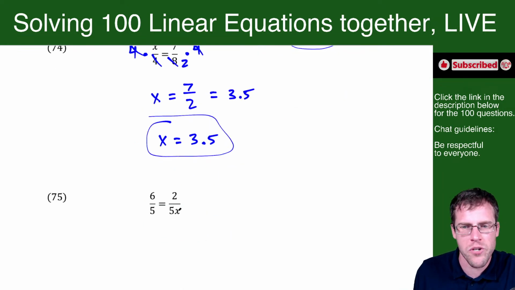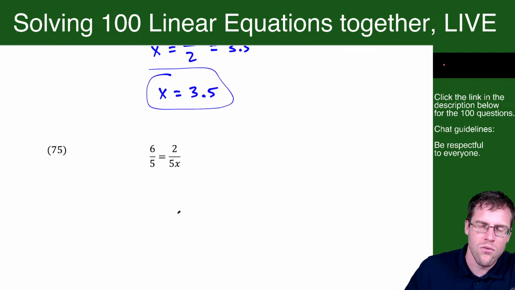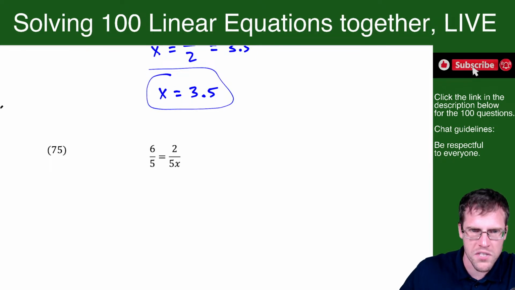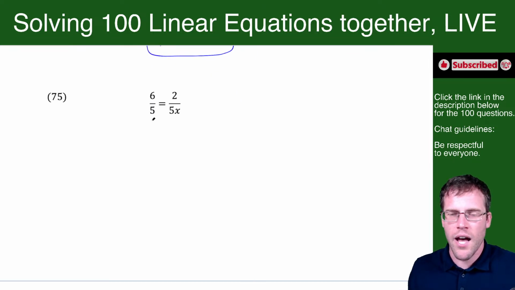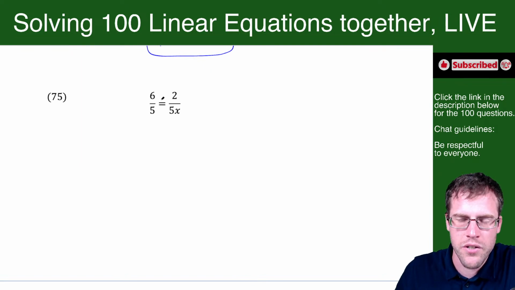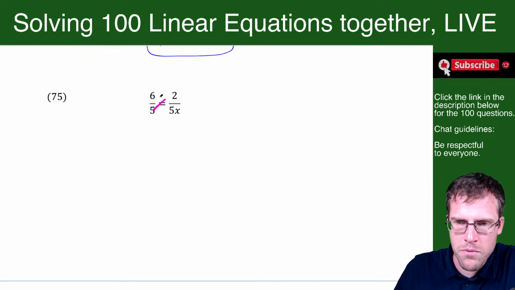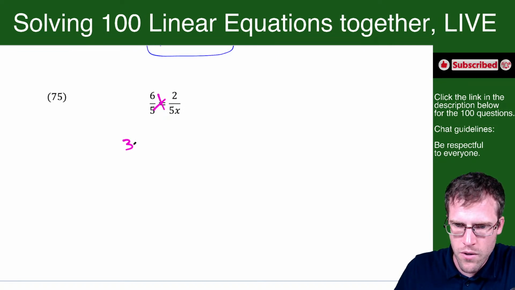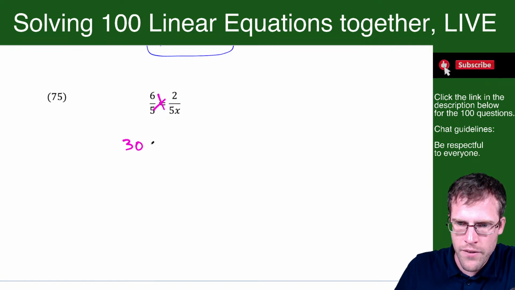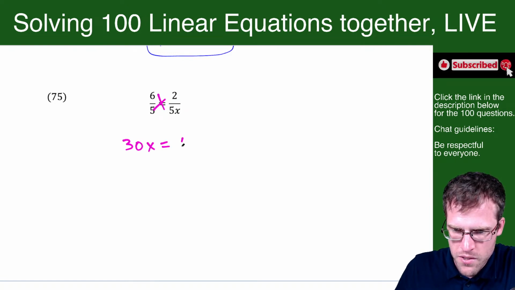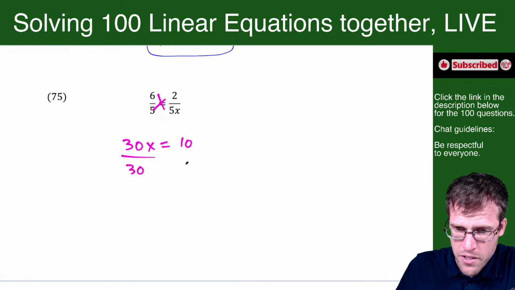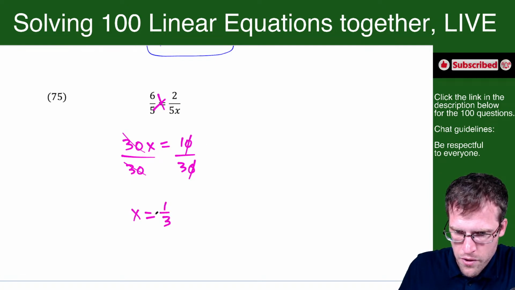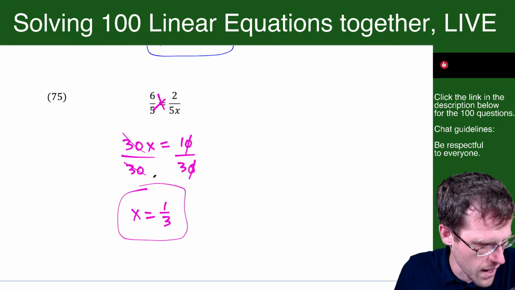But now let's say you get a situation where the x is on bottom. So I'm going to show 2 ways of handling this. Because once again, I want you to leave this video with as many algebra skills as you can for solving linear equations like this. If you cross multiply, you could say 5 times 2 is 10. 6 times 5x is 30x. So I'm going to write the x on the left. 6 times 5x is 30x equals 5 times 2 is 10. Divide both sides by 30. And now you've got x equals, this will reduce the common zeros, to 1/3. Okay, so 75 is 1/3.